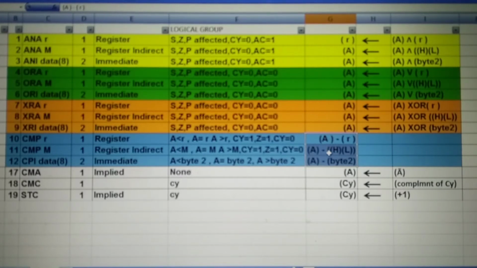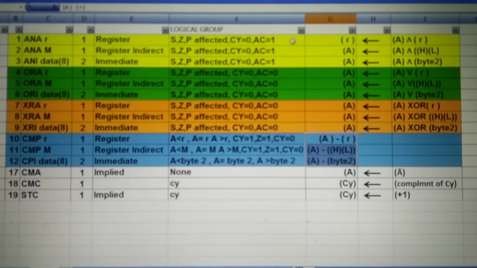In all the 3 instructions, if accumulator is having value less than register, less than memory or less than byte 2, then carry flag will set, otherwise reset. If content of accumulator is equal to content of register, equal to content of memory or equal to byte 2 of the instruction, then zero flag will set, otherwise reset.